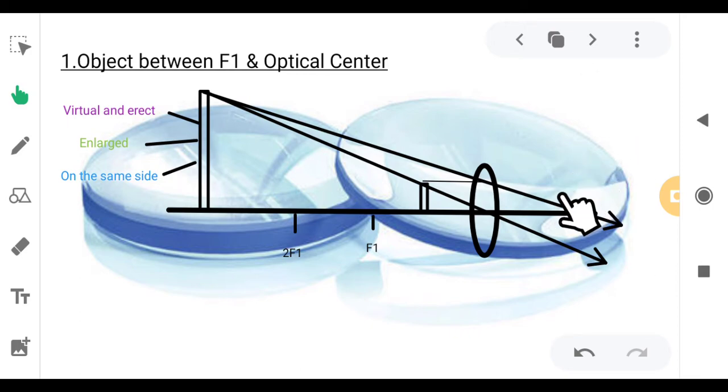It will look like it is coming from here, and it is virtual and erect. It will be a virtual and erect image of this object. So if the object is placed between f1 and O, the image will be virtual, erect, enlarged, and on the same side of the object.